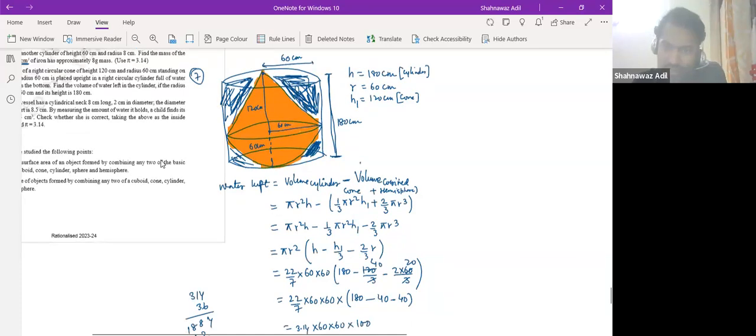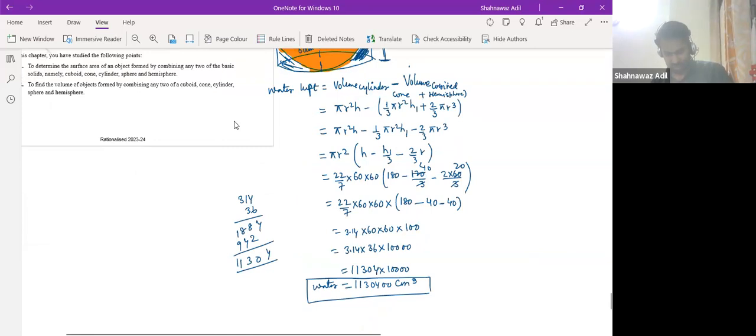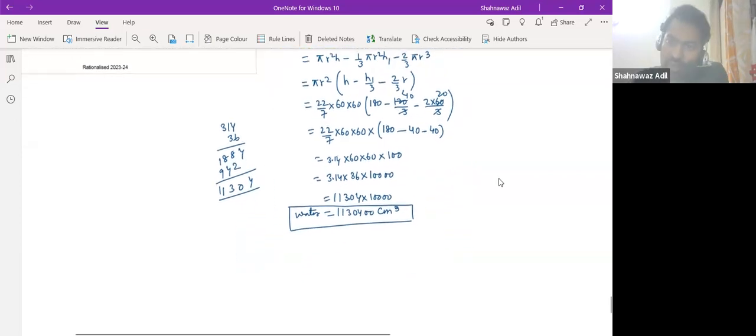What is the answer? Yeah, did you guys check the answer? What is the answer? And tell me if we have the answer. 1.131 meter cube. So 1.13, right? That is 1.13 meter cube.